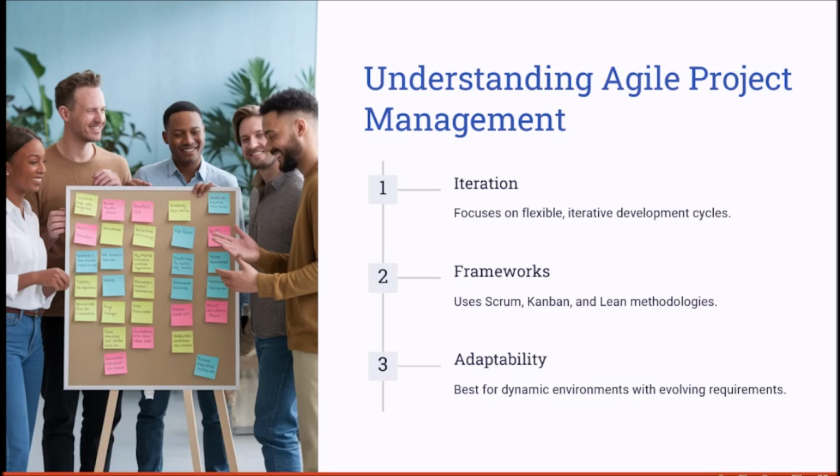So instead of detailed upfront planning, Agile projects prioritize adaptability, with teams working on short cycles, which we call sprints, to deliver value quickly. The agile approach improves team collaboration and focuses on stakeholder engagement and responsiveness to change.